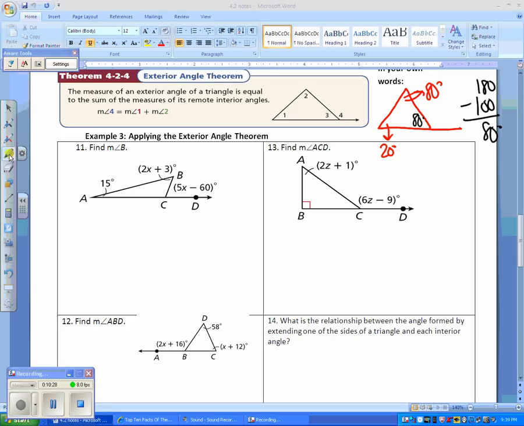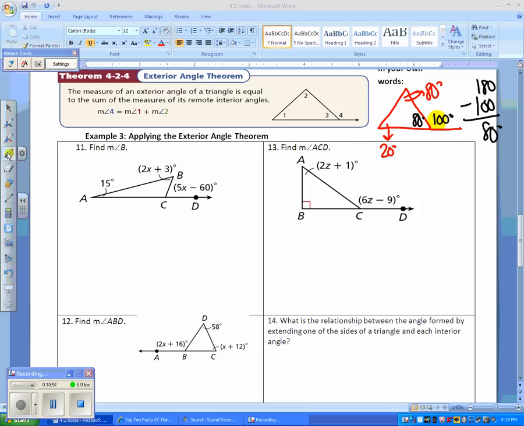If we wanted to figure out what that exterior angle is, notice that the 80 degrees and this yellow angle are supplementary, right? That's the relationship between the exterior angle and the adjacent interior angle. So if I wanted to figure out what this yellow angle is, I'd just subtract 80 from 180 and I'd get 100 degrees because these two angles add up to be 180 degrees. They make a straight line.